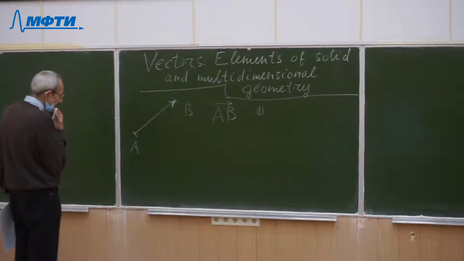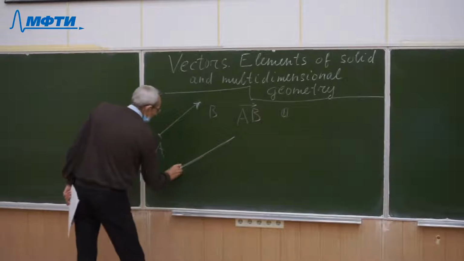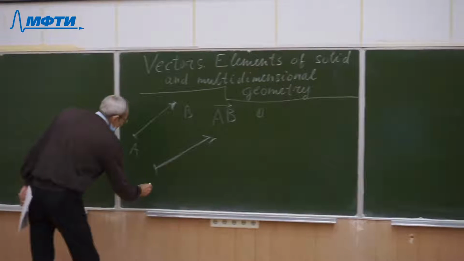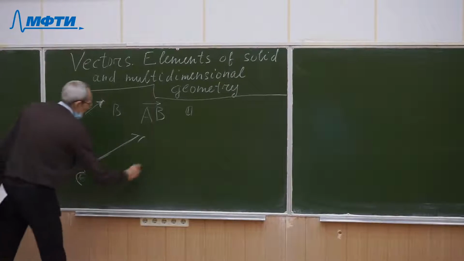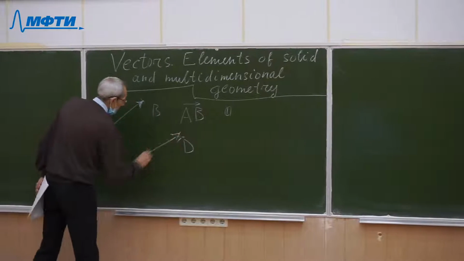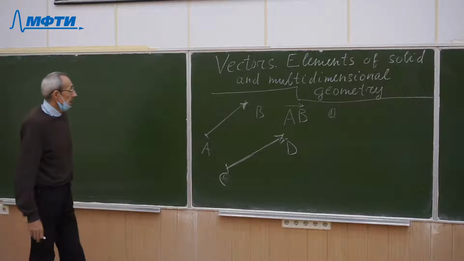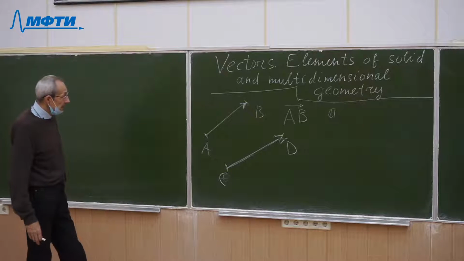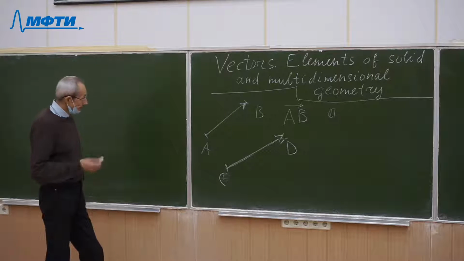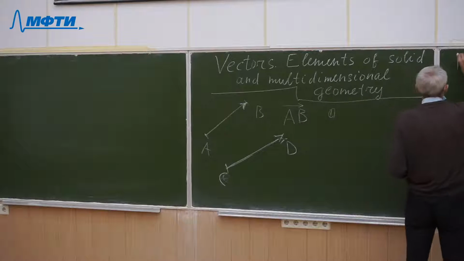We also consider two such objects. For example, one vector AB and another vector CD, and if such vectors are parallel, have the same length and the same orientation, such objects we will call equivalent. More precisely, definition 1.